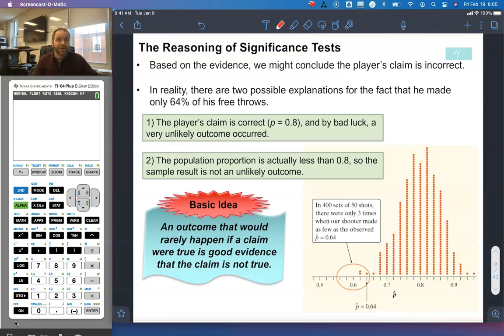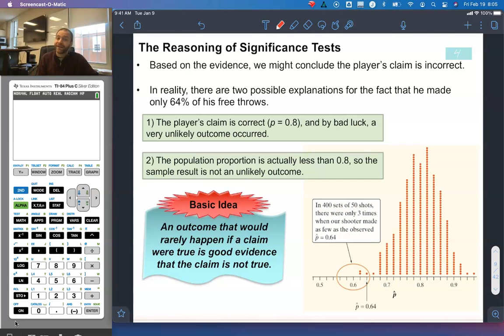Based on that evidence, we can conclude one of two things. We can say his claim is correct, and by bad luck, we happen to witness something that should not have occurred. An unlikely outcome occurred because of bad luck. That's one thing that we can use to explain the outcome.